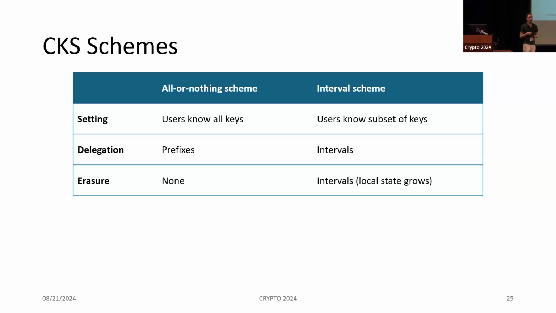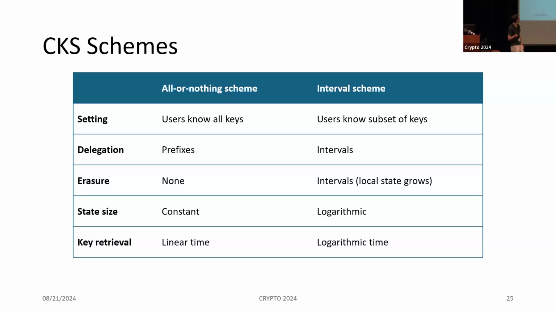But if you have some kind of degenerate setting where some weird user wants to keep all the odd messages while deleting all the even ones, then our scheme would be inefficient. But it's actually quite easy to see that if you want to support arbitrary subsets, it's impossible to do anything efficient. So I think interval is a very practical compromise. Then finally, in terms of state size, the all or nothing scheme has constant state, the interval scheme has logarithmic state. Key retrieval in the all or nothing scheme takes linear time, in contrast, whereas in the interval scheme, everything is logarithmic.